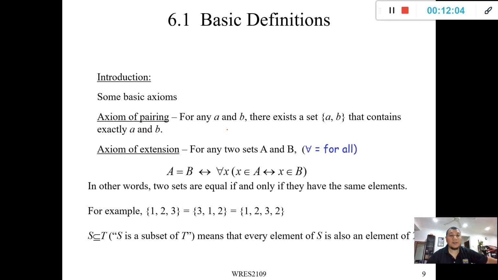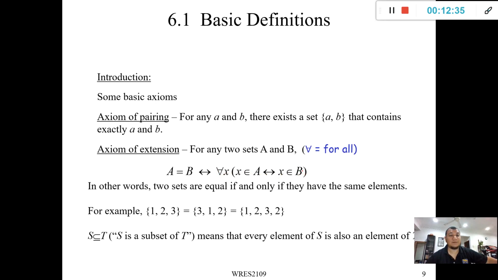Axiom of pairing: for any A and B, there exists a set {A, B} that contains exactly A and B. This is pretty much self-explanatory. Axiom of extension: for any two sets A and B, A = B means for all X, X is an element of A if and only if X is an element of B.